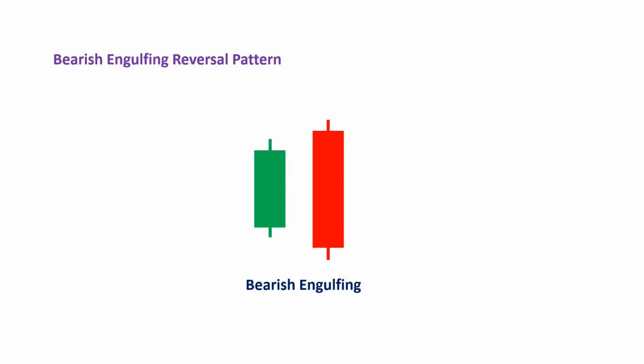The bearish engulfing suggests that the sellers have controlled the market, indicating a shift in market sentiment from bullish to bearish. It implies potential selling opportunities. So if this pattern is seen at the top of an uptrend, it suggests a downtrend reversal. Let's have some real examples.